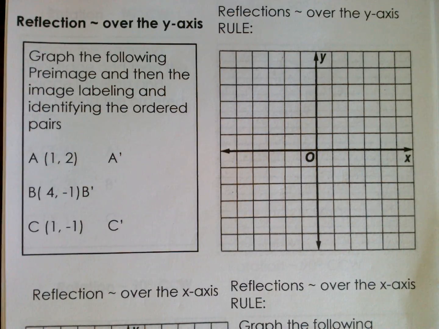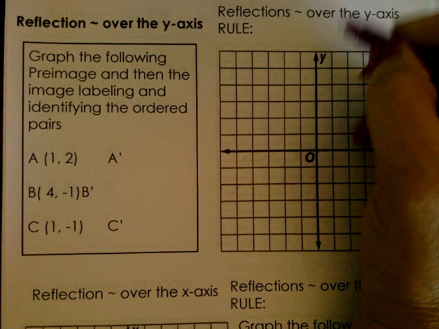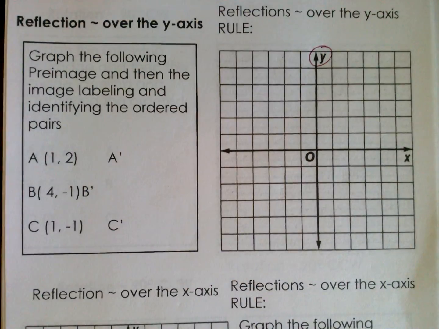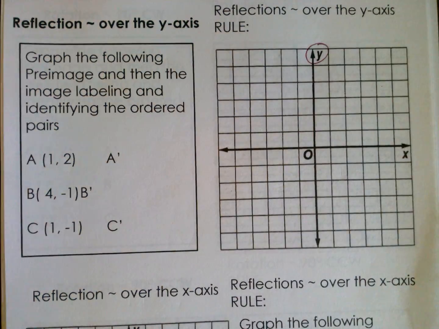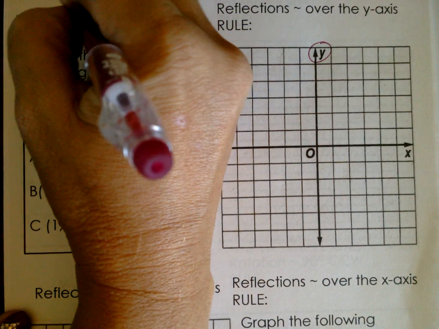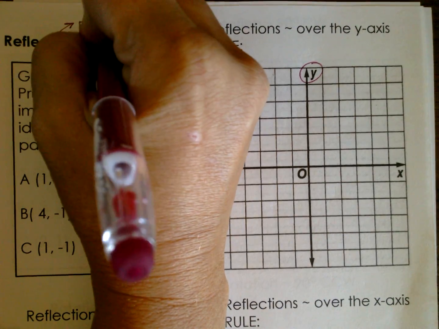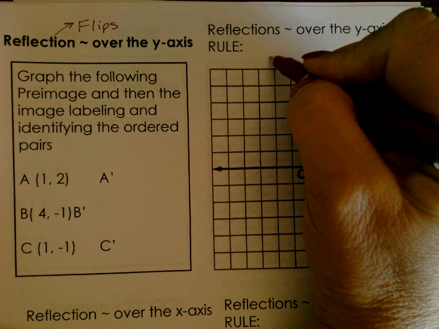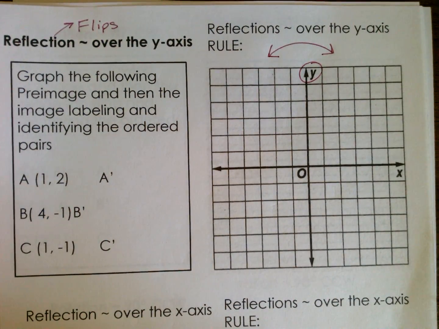Now we're going to begin to talk about reflection. We're going to reflect over the y, and then in a minute we will reflect over the x. Remember, the y is labeled. When you reflect over the y, you are doing a left-right or a right-left type of reflection. Sometimes people refer to reflections as flips. When we're going over the y, you're either flipping to the right or to the left.